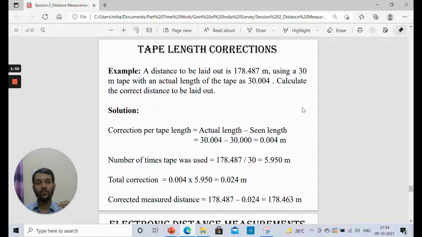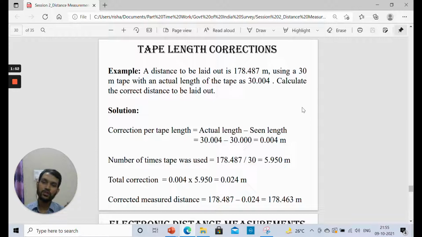Now number of times this tape was used, you need to find. 178.487 meter was the total distance you need to lay. To lay out that distance, how many times you need to use this tape? 178.487 by 30. So this will be equal to 5.950. It means you need to use this tape 5.95 times to traverse this distance.